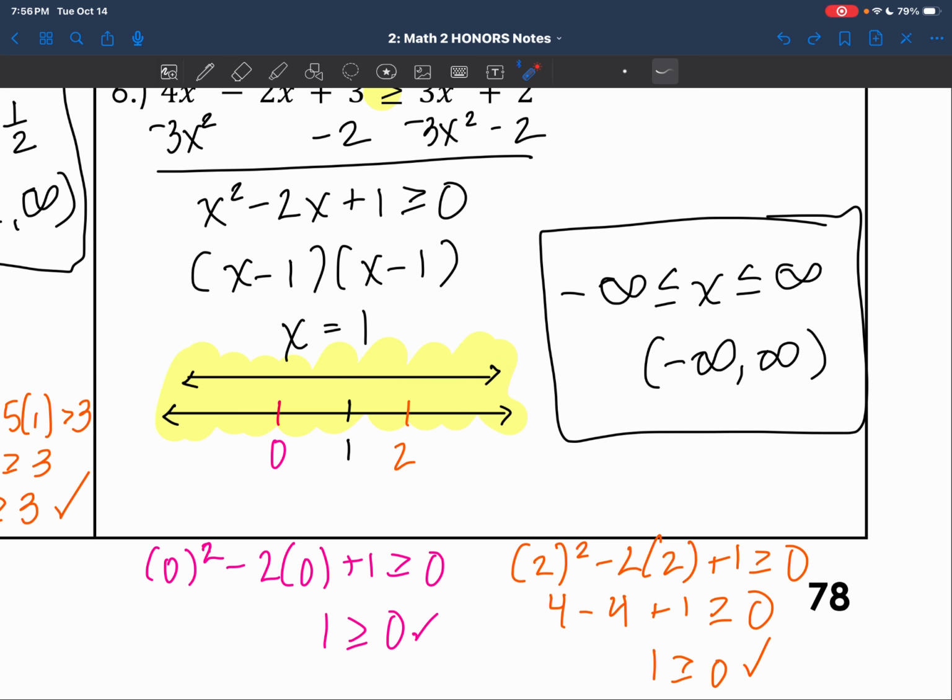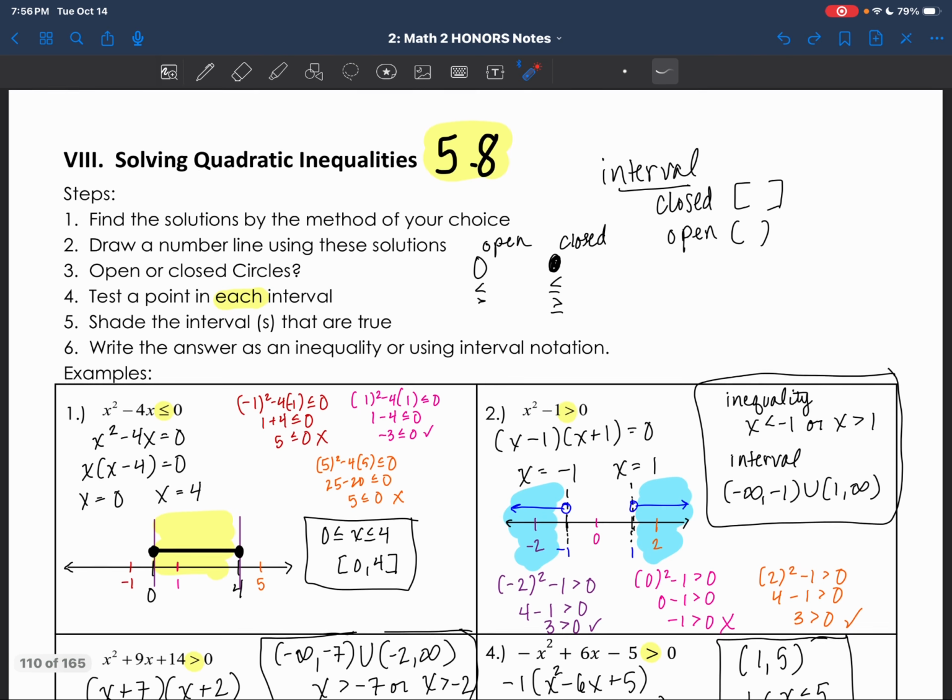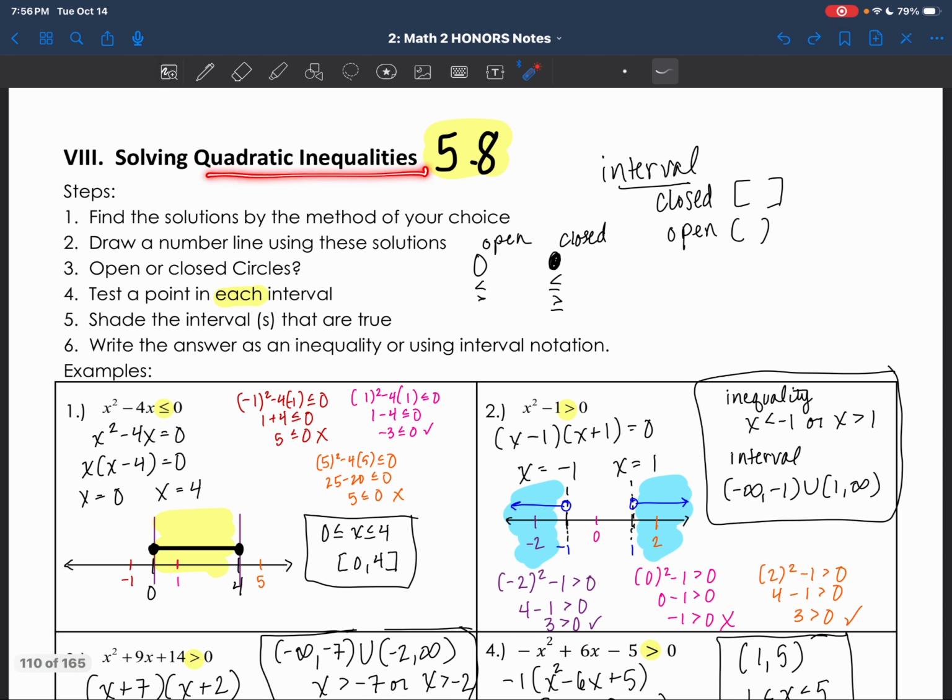All right, so what we did here was we did solving quadratic inequalities. So find the solution, draw a number line, test your points, shade the intervals that are true, and then write your answer at the end.